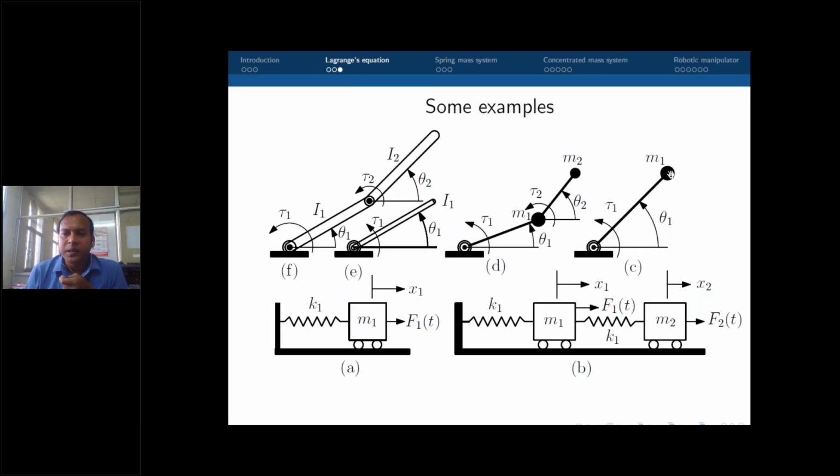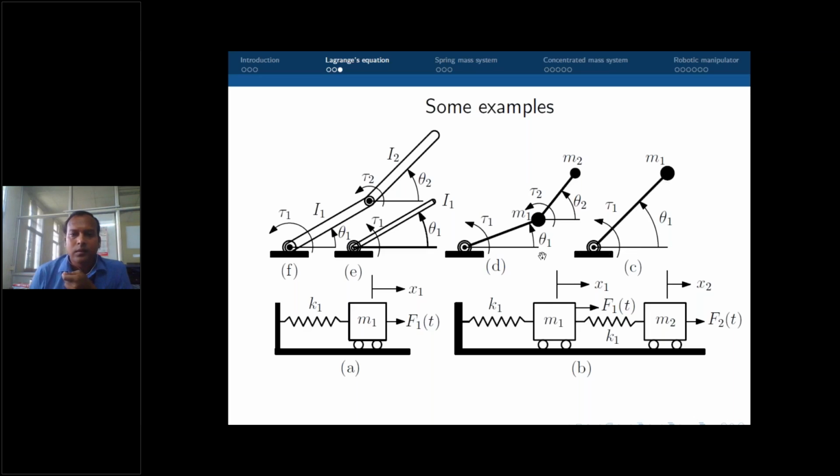So that means to specify the position of this mass, we need only one coordinate, that is theta1. With this theta1, you can completely specify the position of this mass, because the rod length is not changing. So the position of this mass is nothing but L theta. This position can be given by this length L, which is known to us, and this angle theta 1.